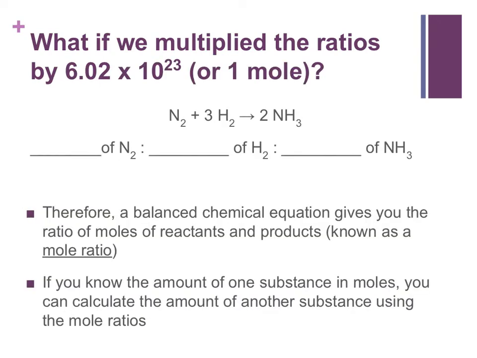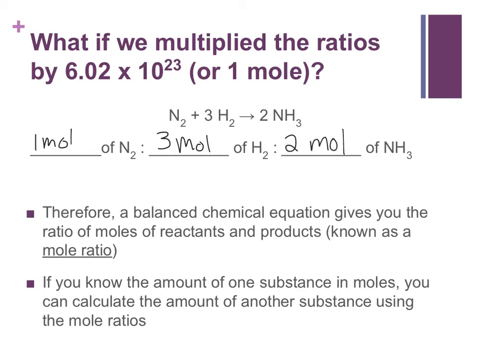So what if we multiply the ratios by Avogadro's number, or by 1 mole? That would mean that we would have 6.02 times 10 to the 23 molecules of nitrogen reacts with 3 times 6.02 times 10 to the 23 molecules of hydrogen to produce 2 times 6.02 times 10 to the 23 molecules of ammonia. Or, in other words, we could say that 1 mole of nitrogen reacts with 3 moles of hydrogen to produce 2 moles of ammonia.